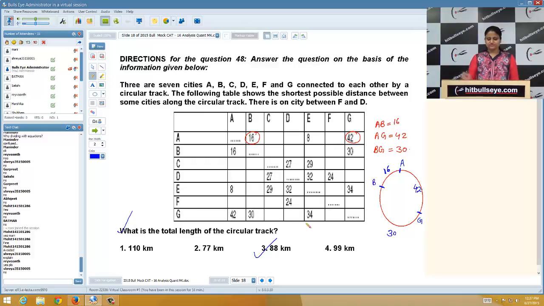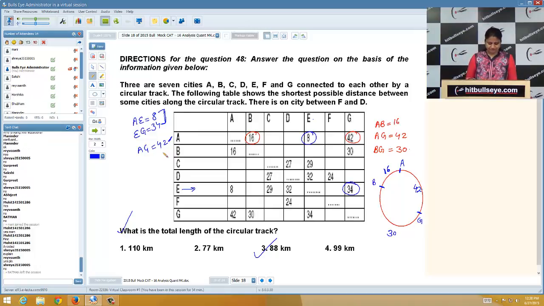What is the total length of the circular track? It will be 88 km. That is the easiest question of this set. Now, another question. Now, we can take more lengths. AE is given as 8, from E, EG is given as 34 and AG is 42. Now you can see 8 plus 34 is 42. It means E will come between A and G.